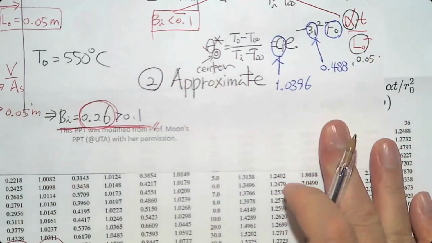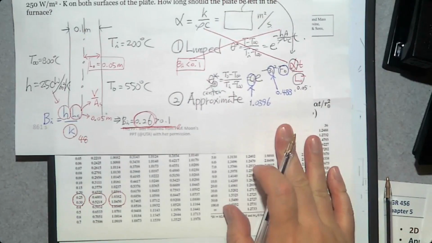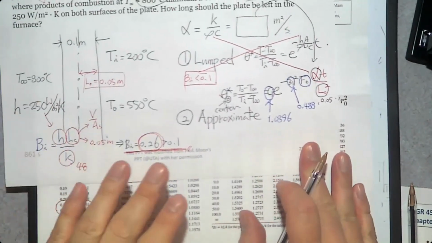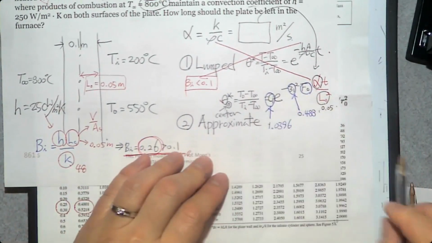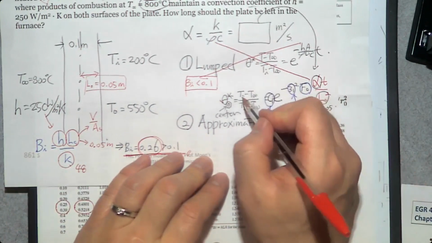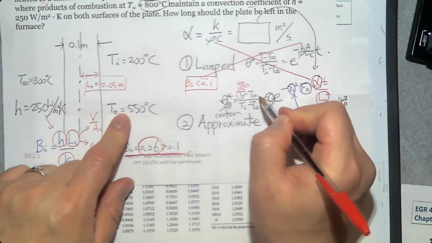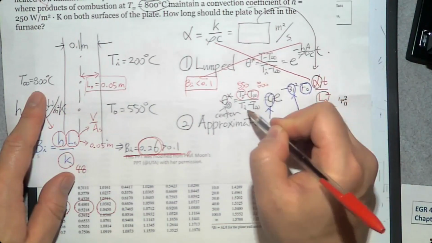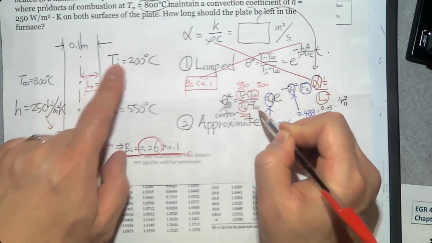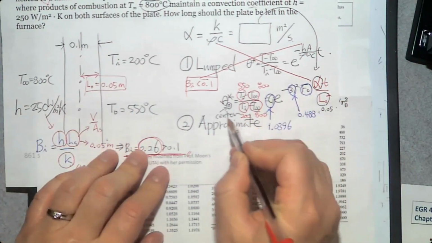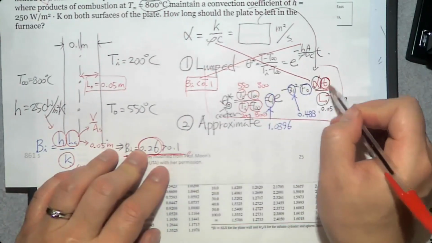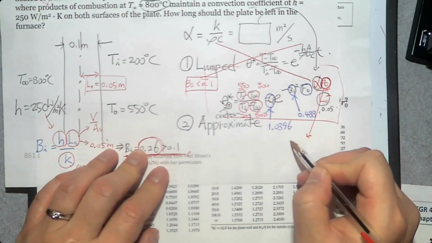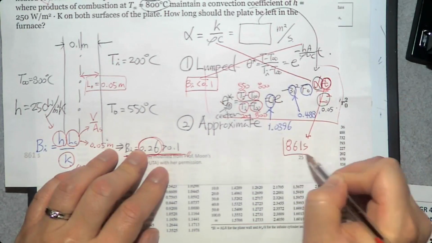Oh, my bad. Good. Okay. Then here, T0 should be 550, the surrounding fluid 800, initial temperature 200. So we have everything but time t. Can you determine time t? Yes, 861 seconds.